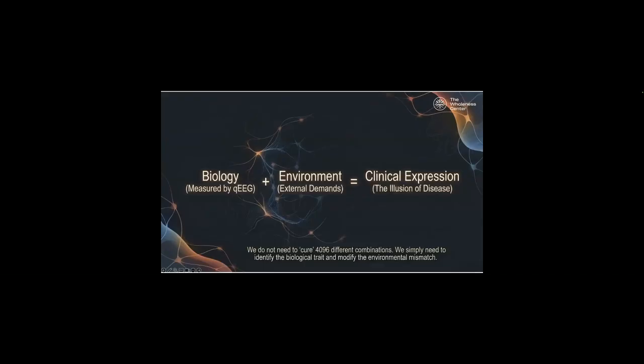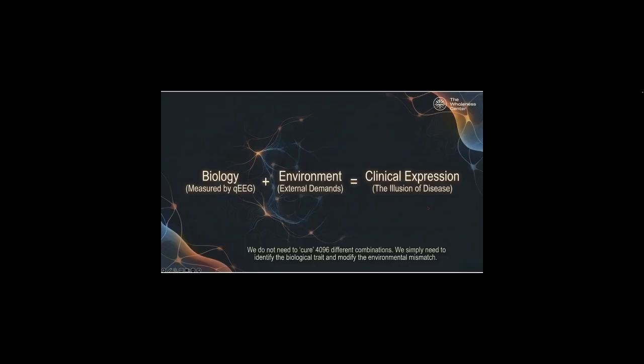So let's simplify what we've been talking about here for a second. Okay. And I want to be clear that when someone has 4,096 different combinations, we don't need to treat or cure all of those. What we need to do is match the biology to the environment. Okay. And by environment, I know that sounds elusive, but it means the internal and the external environment. We need to match the internal and external environment. And when those things don't align, that's when we get clinical expression. Okay. Don't get me wrong here, I don't mean that psychiatric diseases are an illusion, but it's not necessarily a pathological disease.